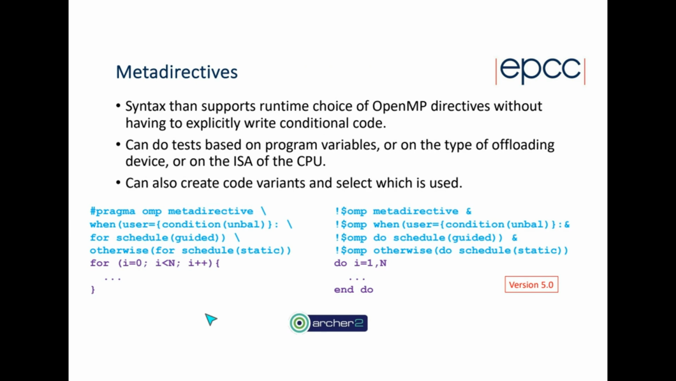Okay, and the last topic is metadirectives. This is syntax that supports runtime choice of OpenMP directives without having to explicitly write conditional code. It could be runtime, could be compile time. If you want to generate conditional code, a version of a loop with one OpenMP directive and another version with a different OpenMP directive, and you want the ability to select that without explicitly having an if test and two copies of the code, then that's what the metadirectives are supposed to do. So they are quite powerful.